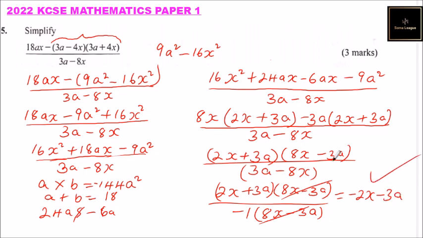So that is how you simplify, and you end up with that. It's quite tedious, but you can skip some of the steps. I just did this to explain what we are supposed to do. Otherwise, from here you can come straight to this point. So that's how you work that out.